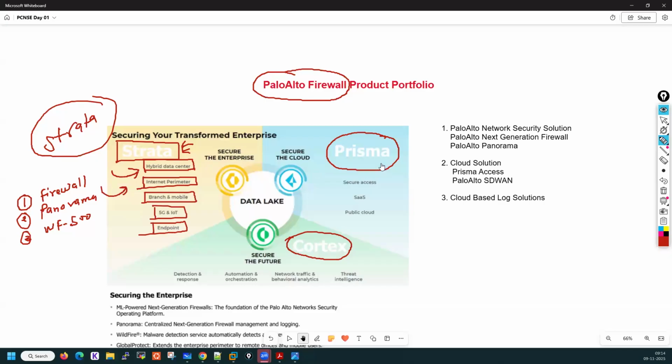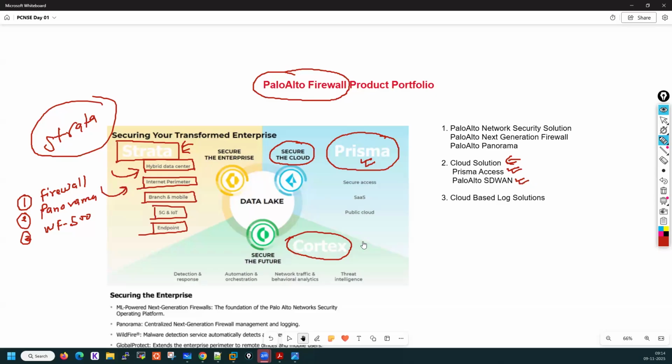Okay. This particular Prisma solution they have released for securing cloud-based applications. If you want cloud-based security, then you have to go with the Prisma solution. In the Prisma solution, they have two solutions for the cloud-based requirement. The first one is known as Prisma Access, and the second one is known as Palo Alto SD-WAN.